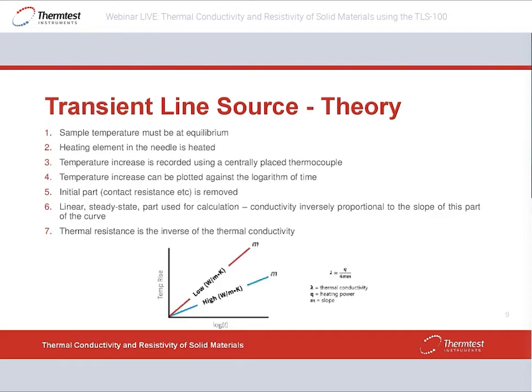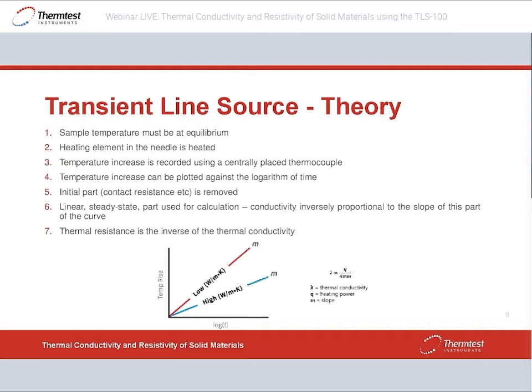So let's move into the more nitty-gritty stuff. Let's look at some theory here. Some important things with testing with any transient method, I should say, is that before you start testing, we need to have a sample where the temperature is at equilibrium. We cannot have a shifting temperature inside the sample when we want to do a test. So you cannot bring a sample from outside into your lab and start testing immediately. You need to wait for a uniform temperature inside your sample.